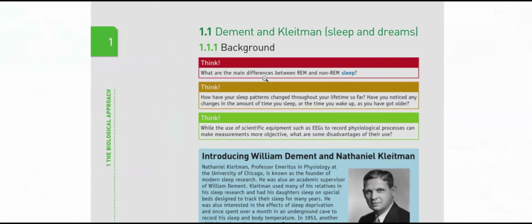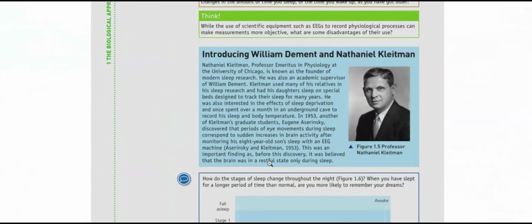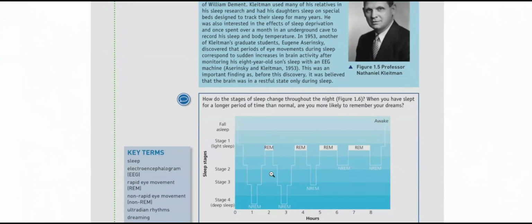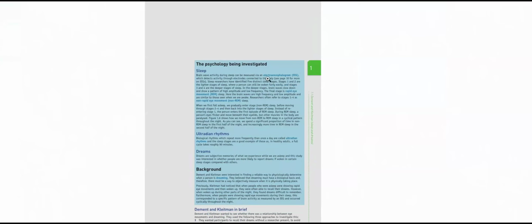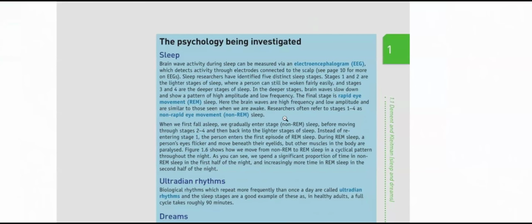So, a little bit about William Dement and Nathaniel Gleitman. They were from the University of Chicago. They were the founders of modern sleep research. They're telling a little bit about their daughters, generally telling all the things that they've studied, where they started with family, started studying family, knowing a little bit about sleep, etc. So these are the things that are being investigated, or the things that they will be looking at throughout the study.